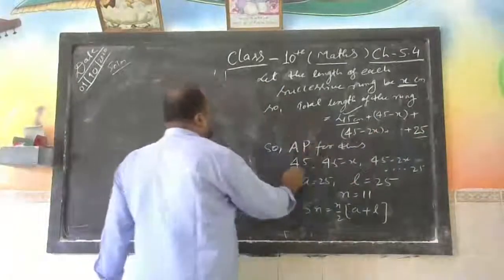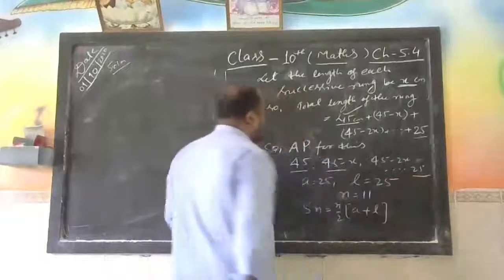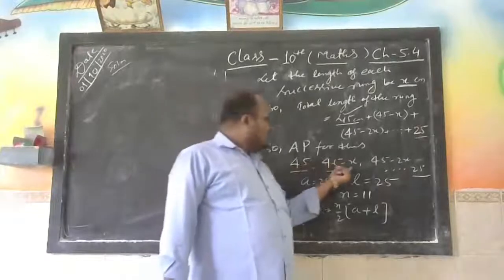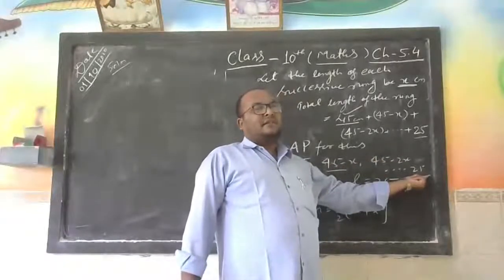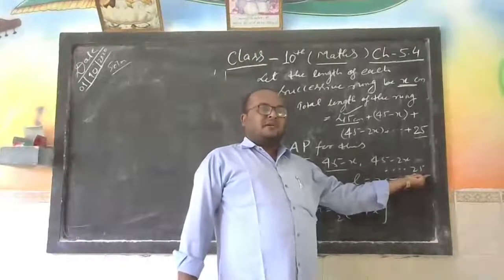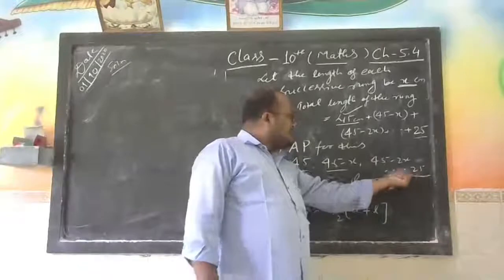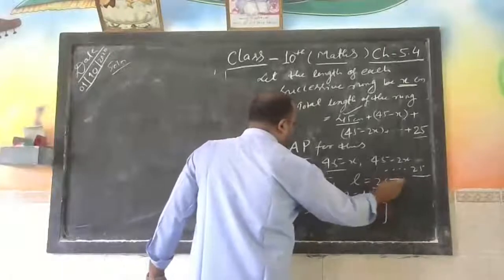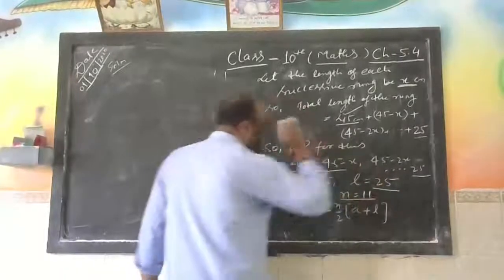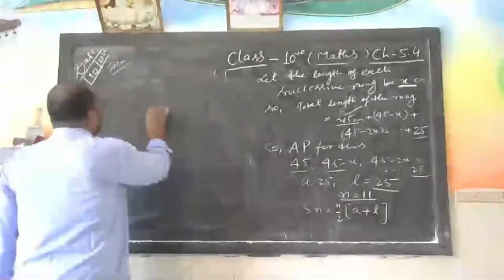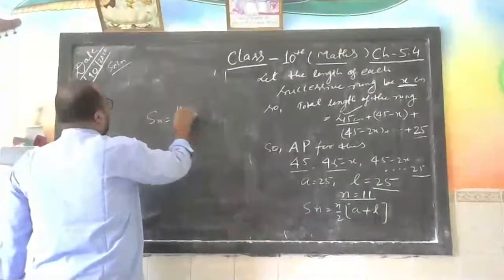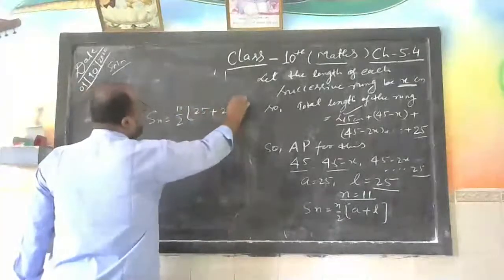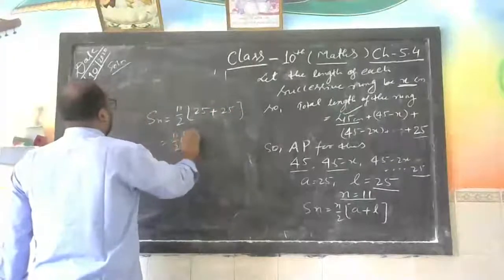In this situation, this is forming an arithmetic progression, with first term A1, then A2, A3, and this is A11, the last term, and the number of terms is 11. So the last term is 25, n is equal to 11, so just calculate it as S is equal to 11 by 2 into A plus 25, which is 11 by 2 into 50.